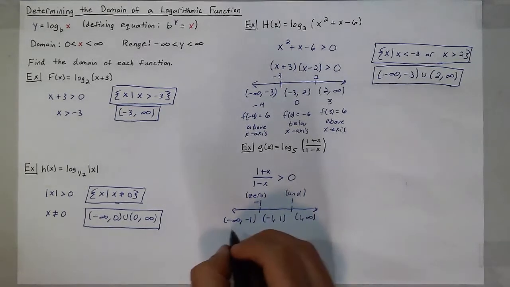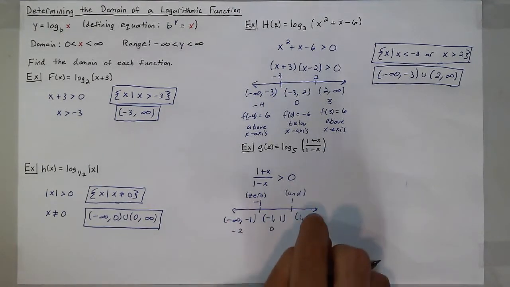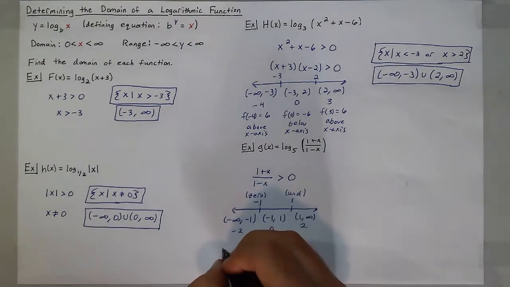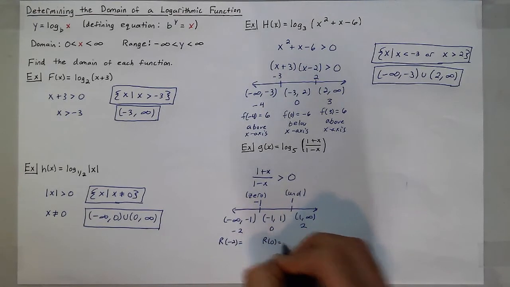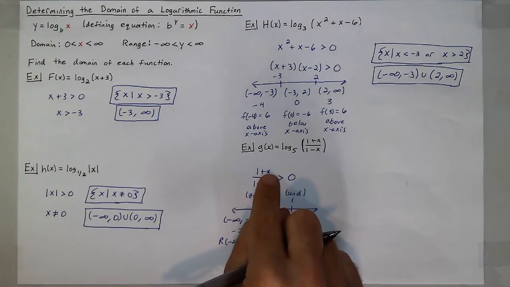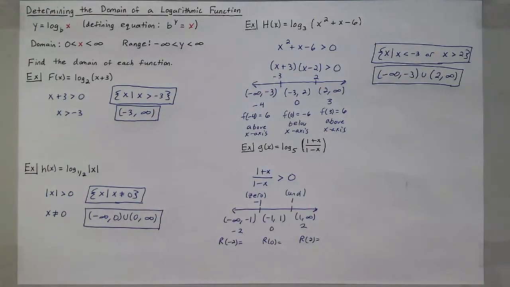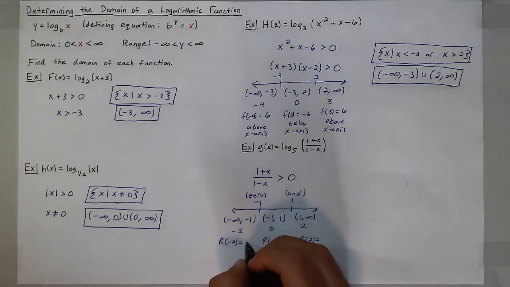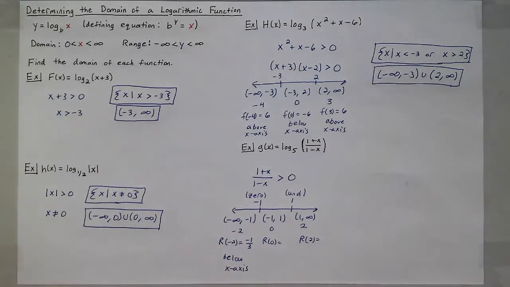And now we're going to search for where it is positive and negative by picking numbers within each of those intervals and plugging them into the function, which I'll call, since it's a rational function, r. So r of -2, r of 0, and r of 2. When I plug in -2, I get 1 plus -2, which is -1, over 1 minus -2, which is +3. So that's -1/3, which is negative, so that puts it below the x-axis. So I don't want to use that for my domain.